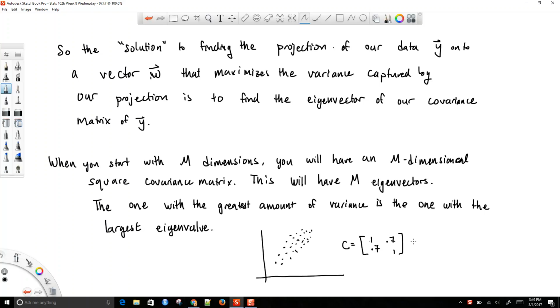When you find the eigenvectors of this, and I don't remember how to find eigenvectors by hand off the top of my head, it's going to give you a new vector here. This is the vector that captures the greatest amount of variance.